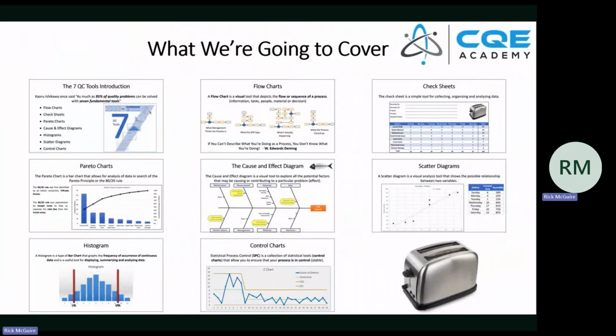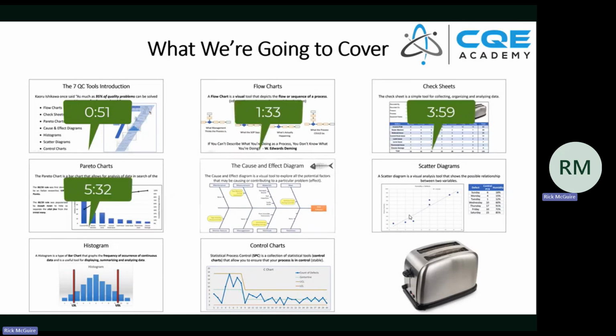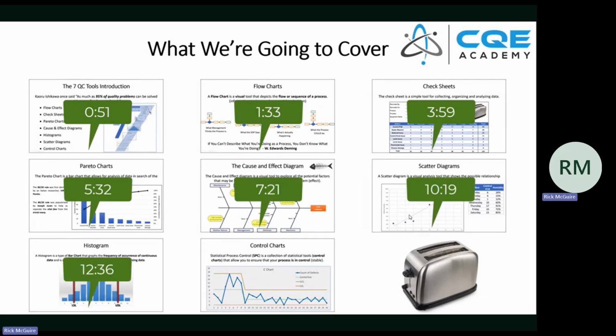All right, let's go ahead and jump right into the agenda. We're going to start with a brief intro of the 7 QC tools, talk about all of them and how they fit into the problem-solving process or the improvement process. Then we're going to go through each one: the flow chart, the check sheet, the Pareto chart, the cause and effect diagram, scatter diagram, histogram, and then the control charts. Along the way, we're going to work a problem using all 7 tools, and we're going to reduce the number of defects associated with our toaster. All right, let's get started.